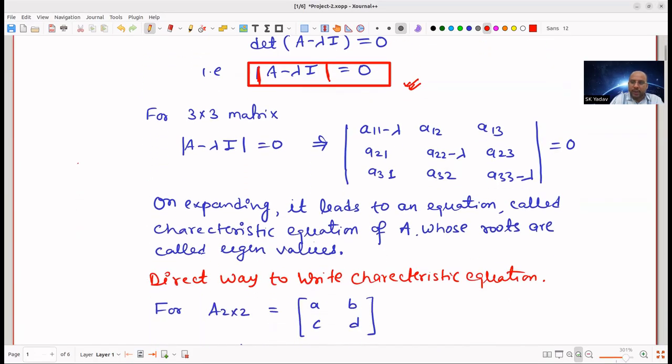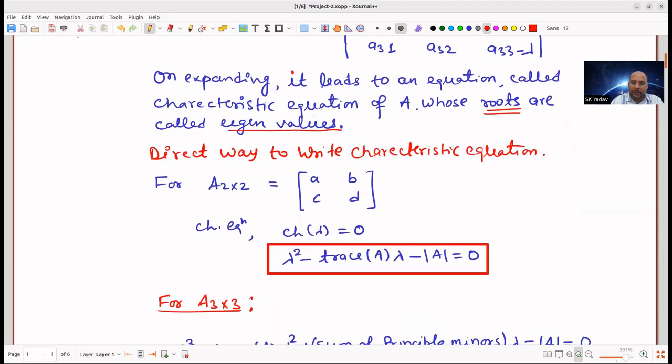Now for simplicity, I have written here how to write this determinant for a 3 cross 3 matrix. You have to subtract lambda from the diagonal elements of the 3 cross 3 matrix and equate to 0. On expanding this, it will give you an equation that we call the characteristic equation. After finding the roots of that characteristic equation, I will get the eigenvalues of matrix A. So if the matrix is 2 cross 2, I will get 2 eigenvalues. If the matrix is 3 cross 3, I will get 3 eigenvalues. They can be repeated, they can be distinct.